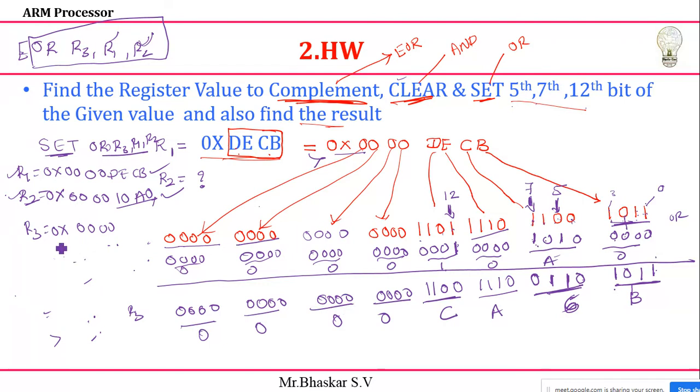And what is the R3 value? CA, 110, sorry, 6E. 6E, 1011 means it's B only, right? Okay, CE 6B, right? CE 6B. Okay, so in this way we can find out the bits.